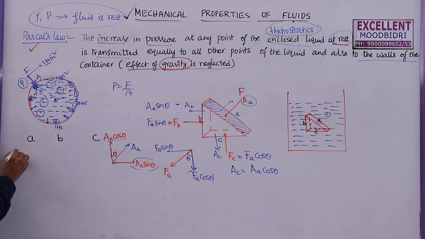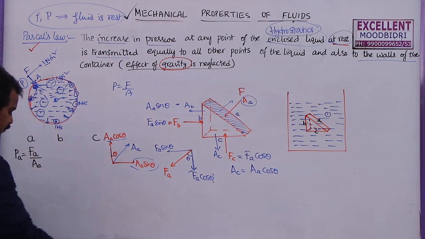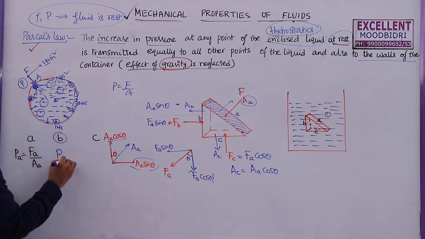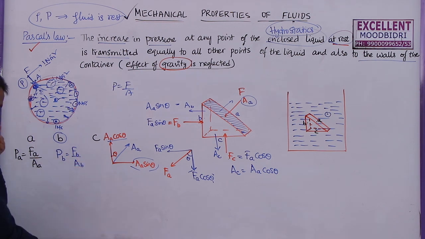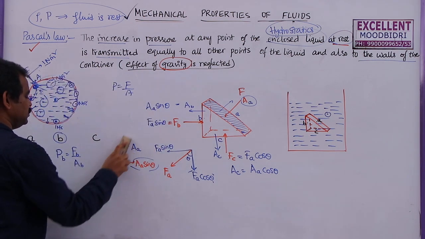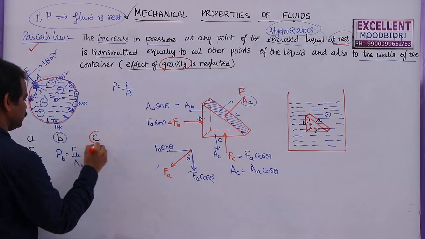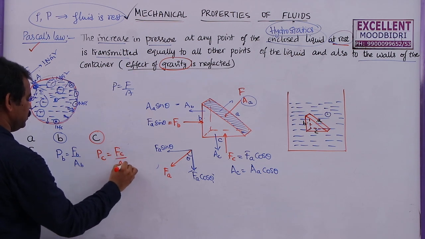So what is the pressure at A? Pressure at A is equal to the force acting on surface A divided by the area of surface A. And what is PB? P at B is given by the force at B divided by the area of the surface at B. And similarly, PC is given by FC by AC. So I am going to write this at C. Pressure at C is given by FC by AC.